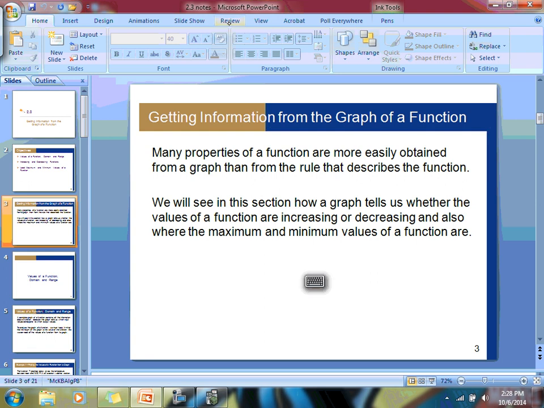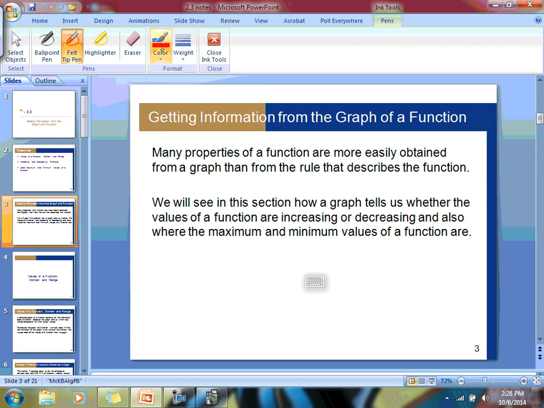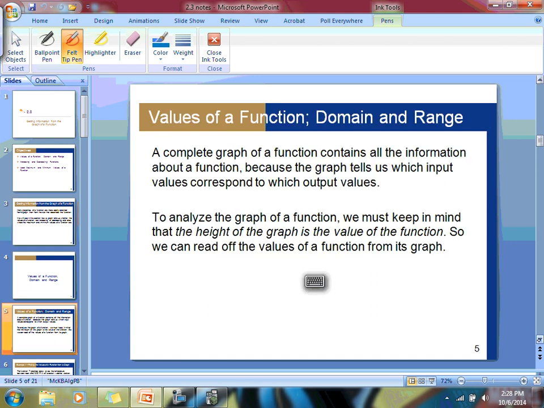So we have a lot of properties of a function that can be more easily obtained from actually looking at the graph than trying to look at the actual function or the equation itself. And some of those values are the domain and the range. Okay?